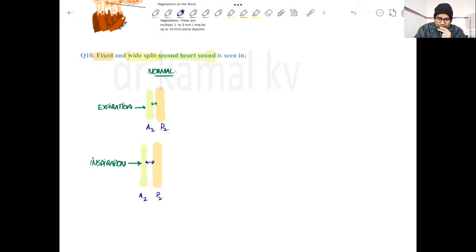Now when I say wide split, wide split means the gap will increase more than what was present normally during both the phases. So like this and this. So you can see here the gap has increased from what was there in the normal state in both the phases, right? So this is known as wide split. Clear? This is known as wide split, because the split has increased in both the phases of respiration.